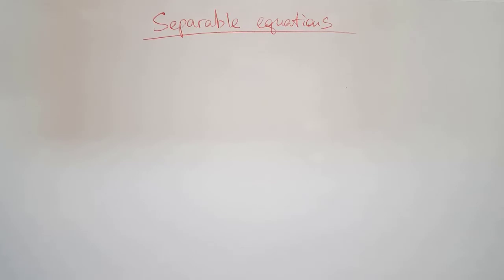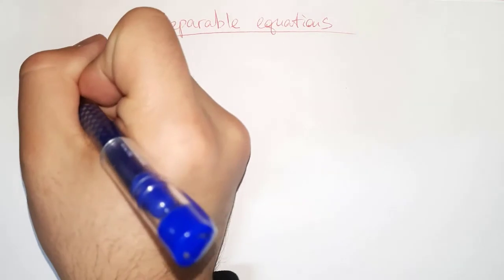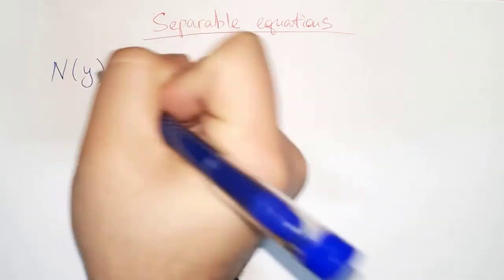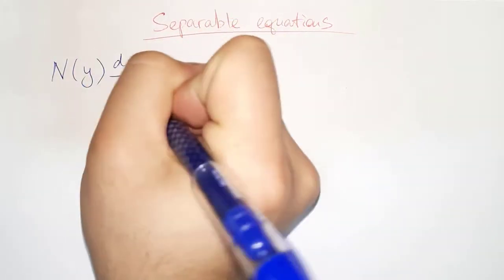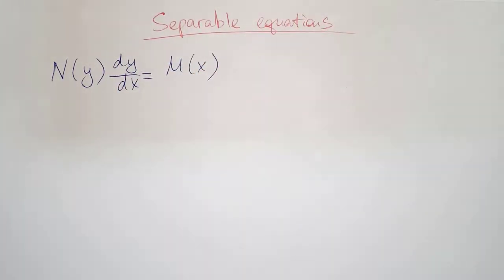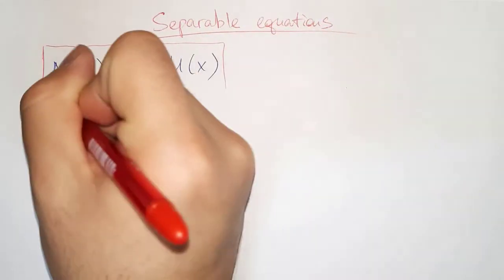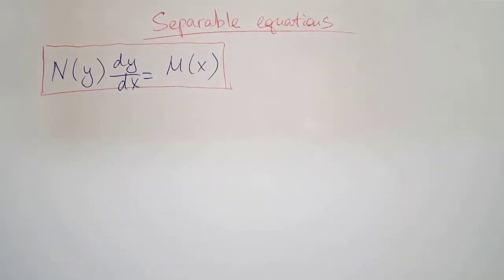And now we'll move to the next section, separable differential equations. A separable differential equation is any differential equation that we can write in the following form. For example, here we have n(y) dy over dx equals m(x). Such kind of equations we call separable differential equations.